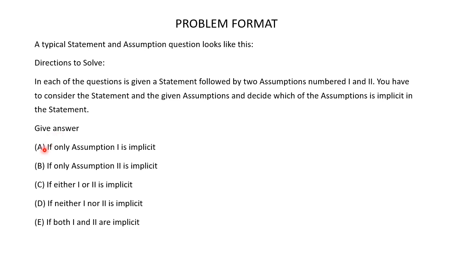Now we have to give answer as A if only assumption 1 is implicit. Give answer as B if only assumption 2 is implicit. Give answer as C if either 1 or 2 is implicit. Give answer as D if neither 1 nor 2 is implicit. Give answer as E if both 1 and 2 are implicit. After the directions to solve, you will be given a question which you have to answer.